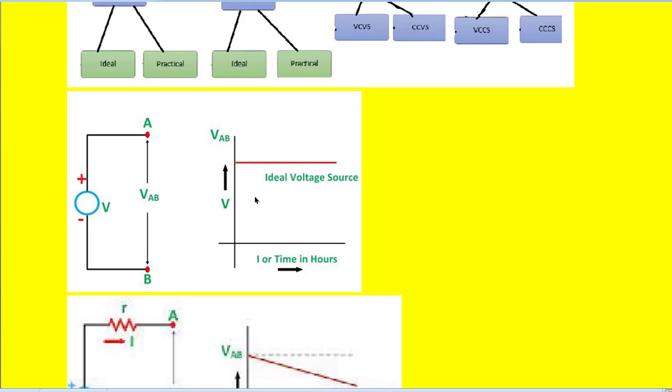And if we draw the characteristic between the voltage and time or the current, if we connect the load, the voltage, irrespective of the time or irrespective of the current drawn by the load, will be constant like this. It is parallel to the x-axis like this.